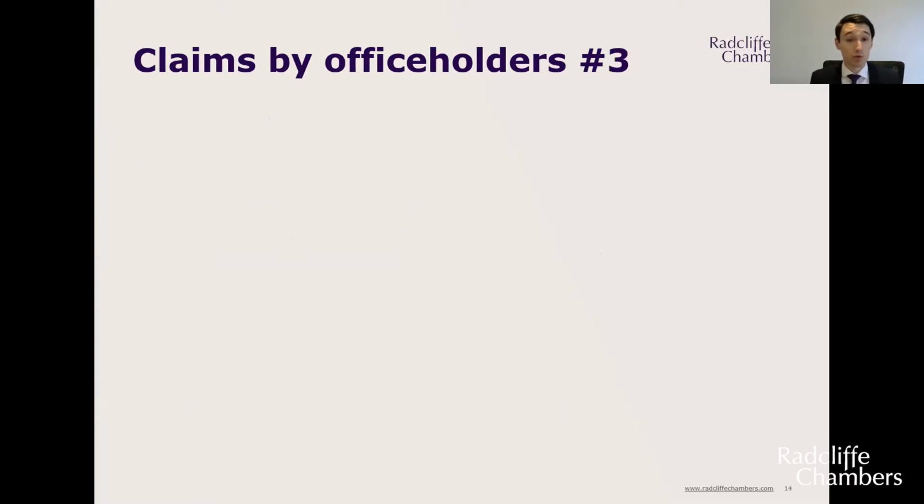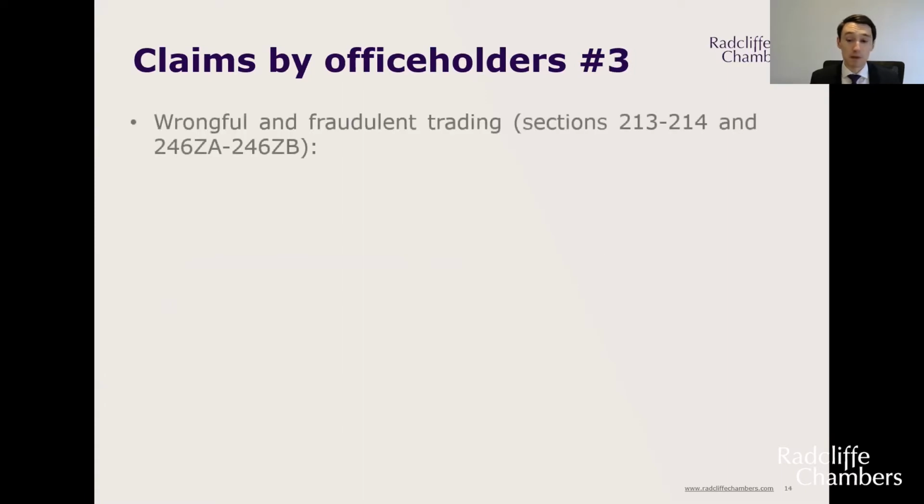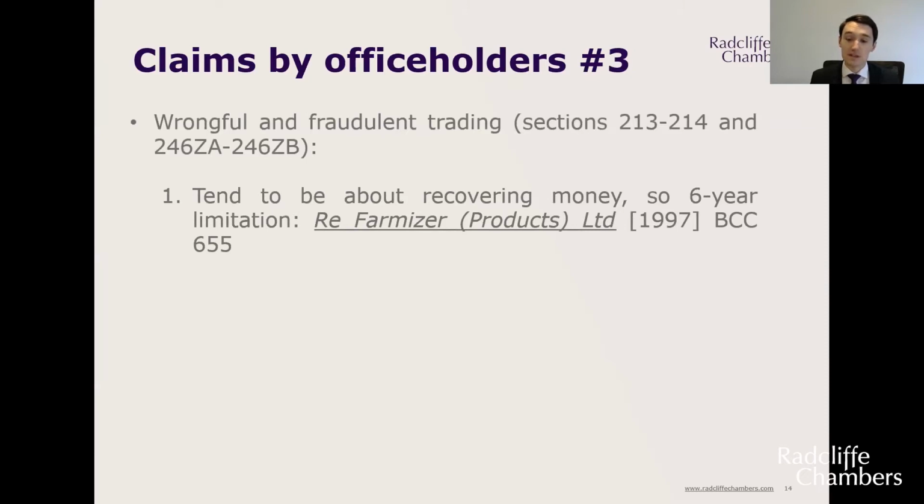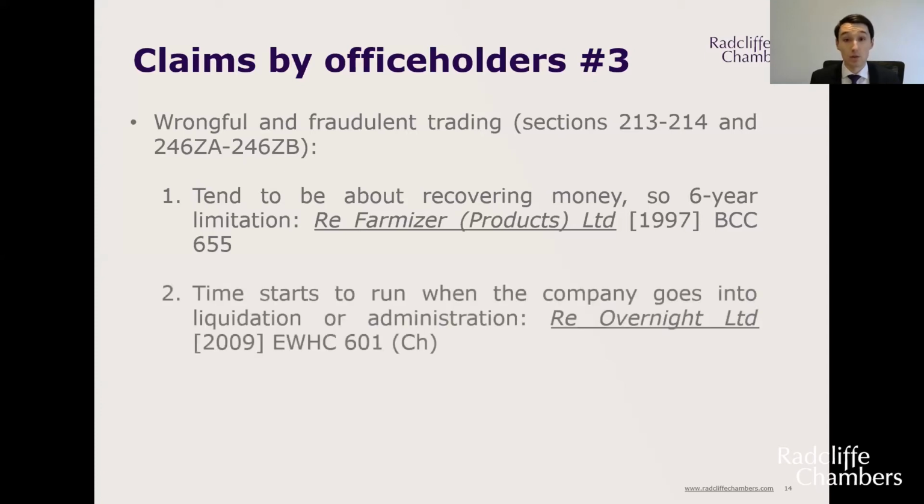Let's move on then to wrongful and fraudulent trading claims. These types of claims tend to be about recovering money, so the 6-year limitation period is likely to apply in most cases. And time starts to run once the company goes into liquidation or administration.